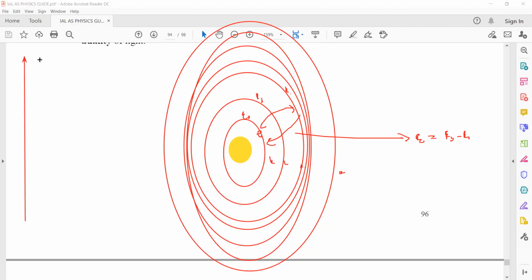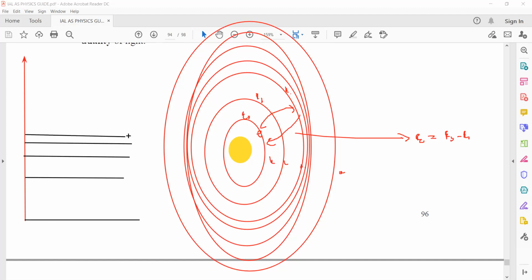shell 1 has the highest energy because it's closer to the nucleus. It's called the ground state. So shell 1, shell 2, shell 3, 4, 5, 6, and 7. As we go into higher shells, the distance between the shells reduces.